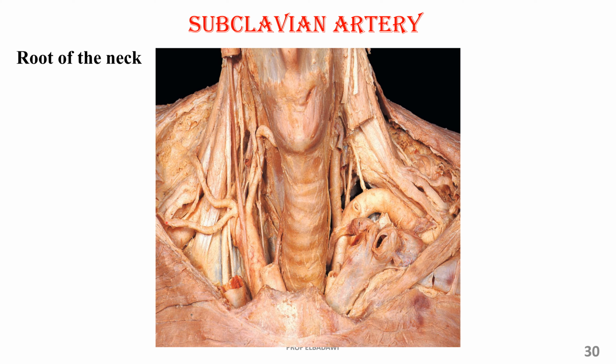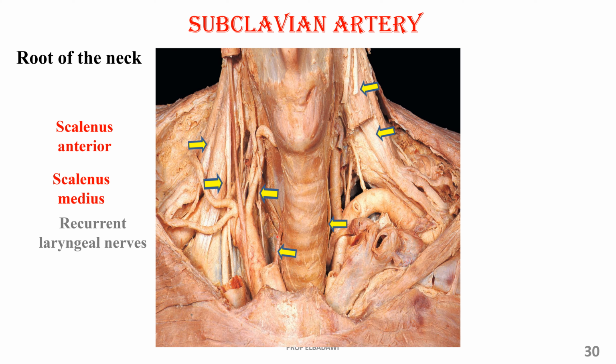Let's have a summary of that area at the root of the neck. Clinically, it has many approaches and maneuvers. That is the scalenus anterior on this side and this side. That is the scalenus medius on both sides. That is the right recurrent laryngeal nerve on the right side of the trachea, between the trachea and the esophagus. And that is the left one on the left side of the trachea. That is the sympathetic trunk, and that is the middle sympathetic ganglion.